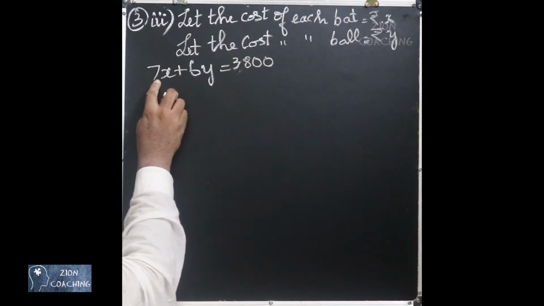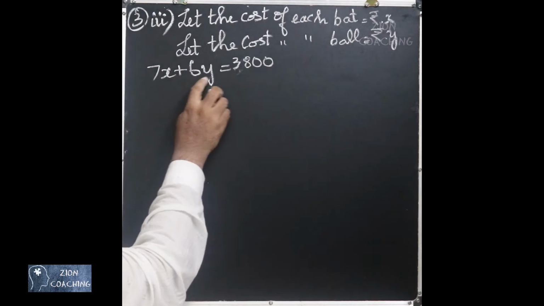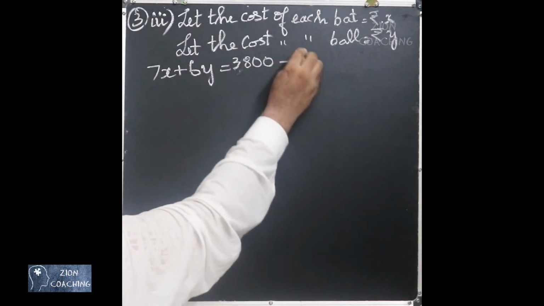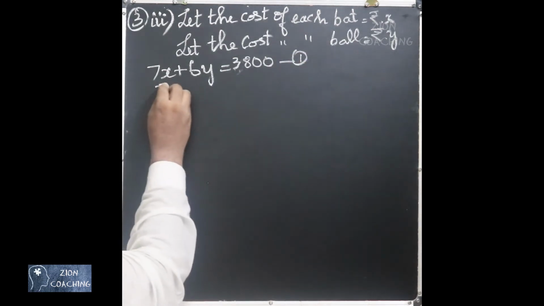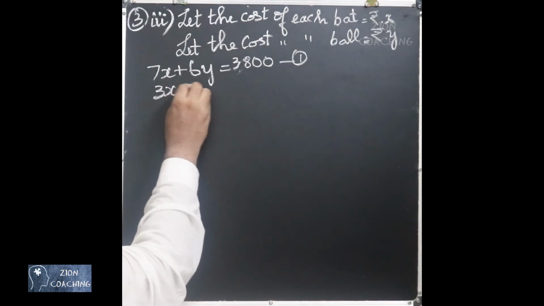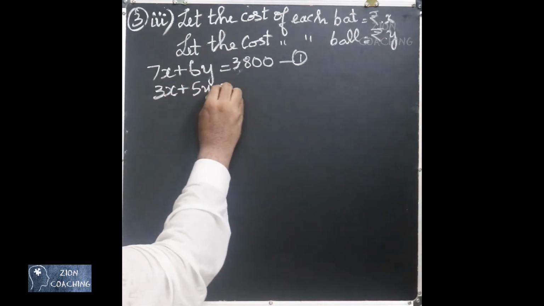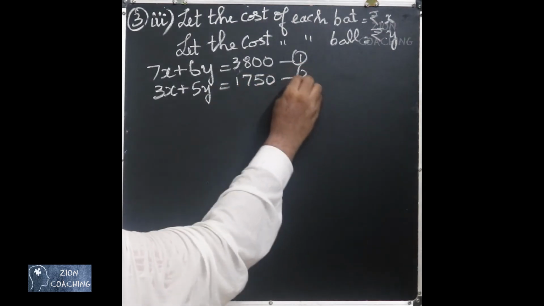7 into cost of each bat because 7 bats are bought. Then 6 into cost of each ball because 6 balls are bought. I hope you understand this step. Let us keep this as equation 1. Then the second time 3 bats and 5 balls are bought. So we have 3x plus 5y equal to 1750. That is equation 2.